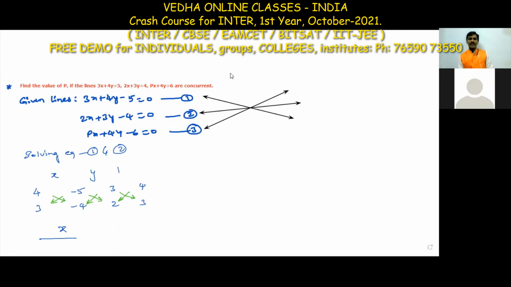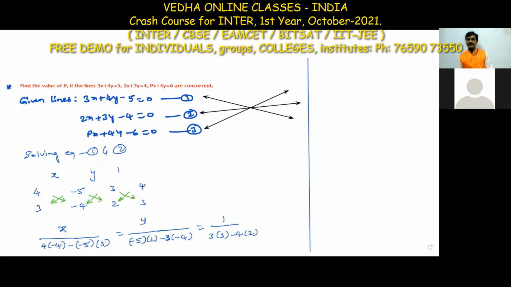So by applying, x divided by 4 into minus 4 minus minus 5 into 3 is equal to y divided by minus 5 into 2 minus 3 into minus 4 is equal to 1 divided by 3 into 3 minus 4 into 2. So if you simplify here, what do we get?